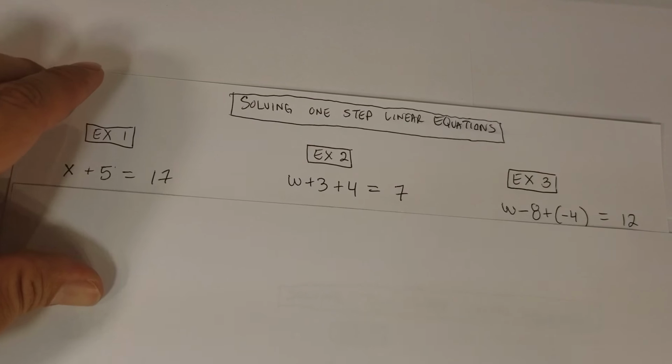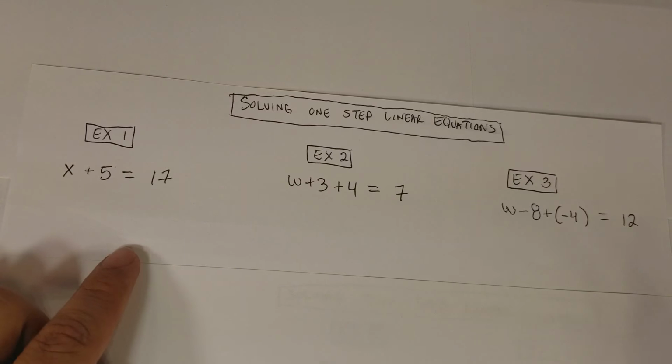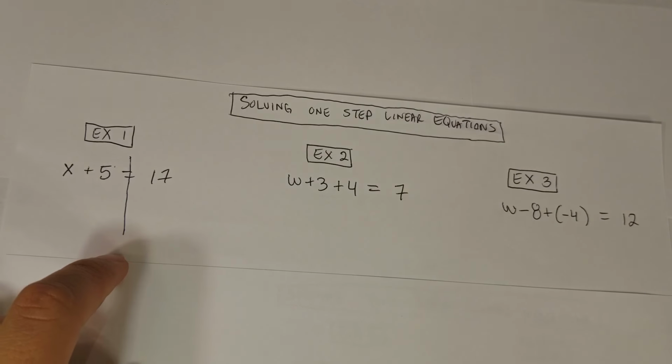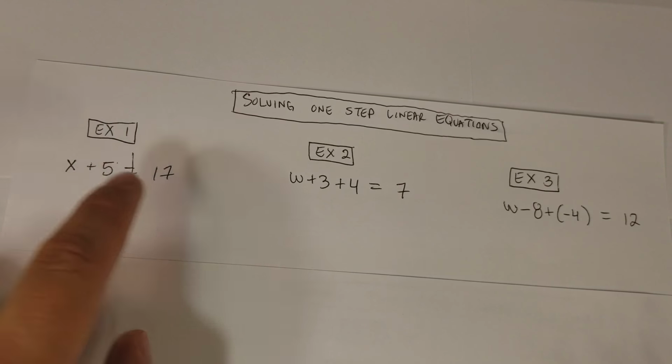Again, the whole point of this is to get the x by itself. And for that, we have to move everything to one side of the equal sign and then get the x by itself on the other side. Typically, what I like to show people, the method of doing it, is to draw a wall. Basically, a vertical line going down the equal sign to distinguish the left side from the right side.